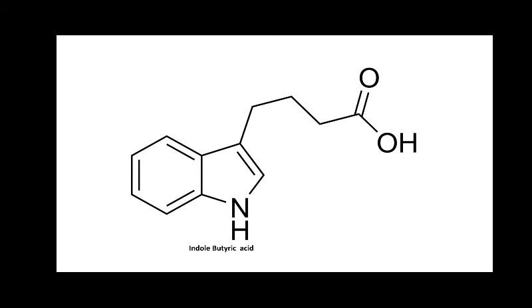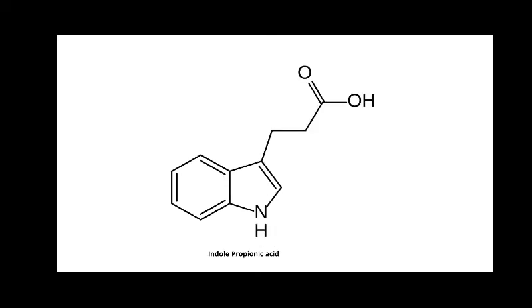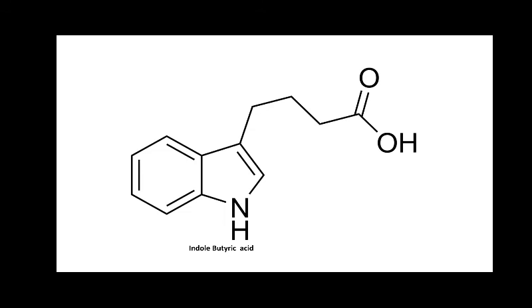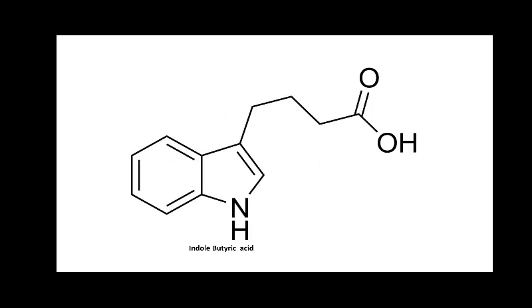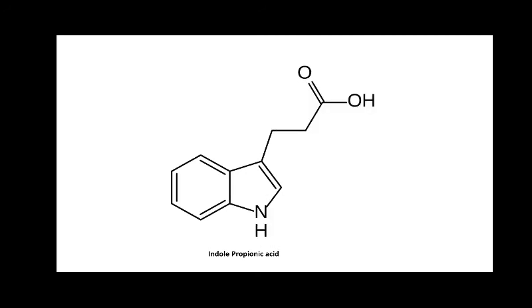You can see again the same molecule as that of the indole acetic acid. You're seeing the indole group right there. That same indole group also exists right here, and you can see a butyric acid group is added here. So it is indole butyric acid, and third it is indole propionic acid. So these are examples of natural auxins.